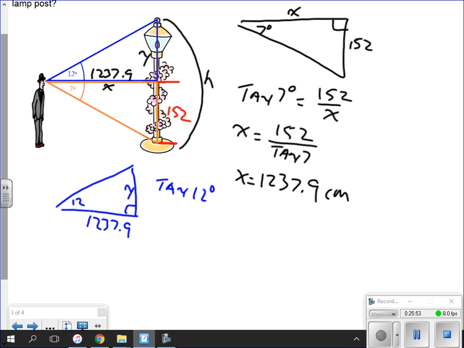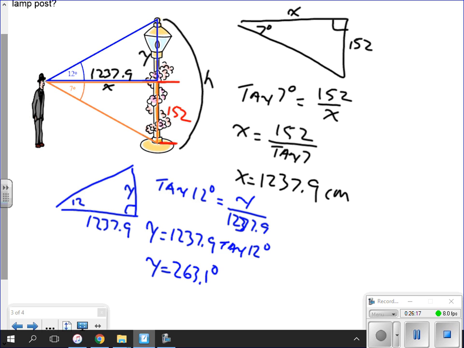Tangent of 12 degrees is equal to y over 1237.9. So y equals 1237.9 times the tangent of 12 degrees. So my height y is 263.1. So this part here is 263.1, sorry, centimeters, not degrees, centimeters.